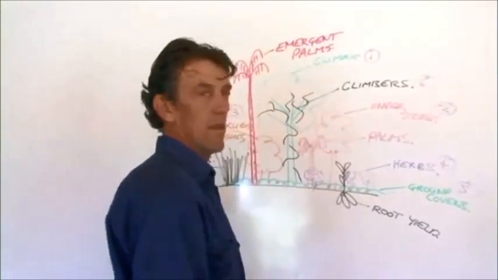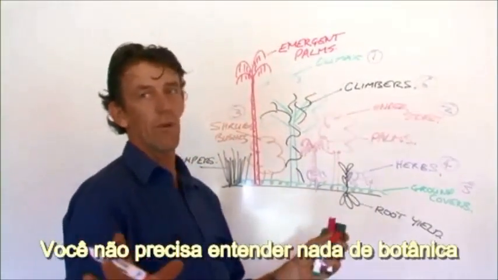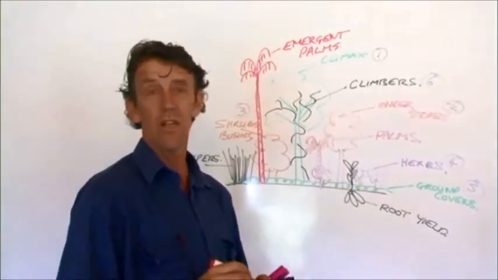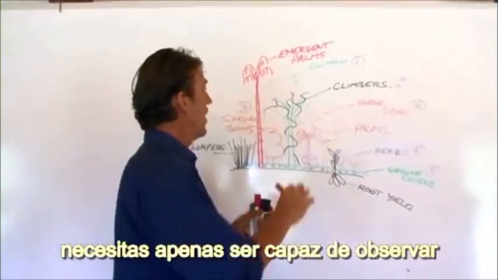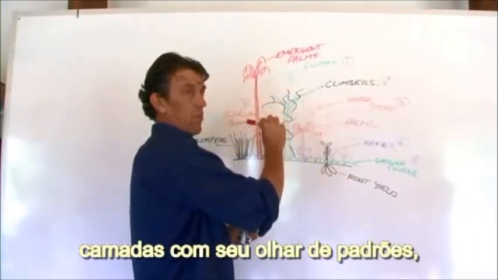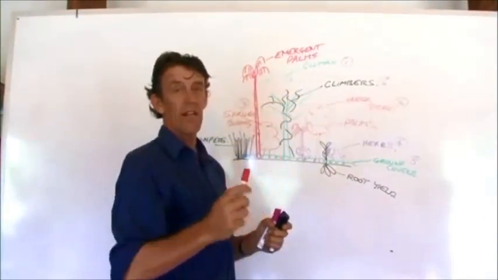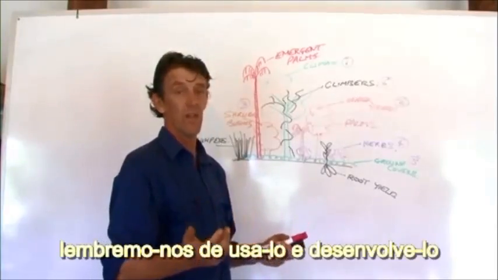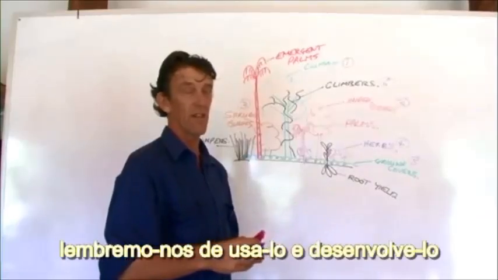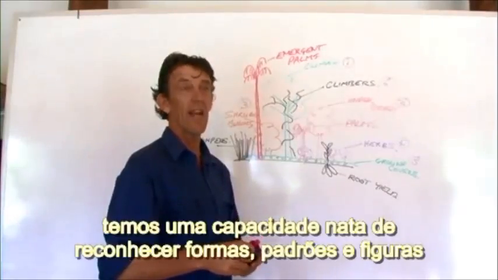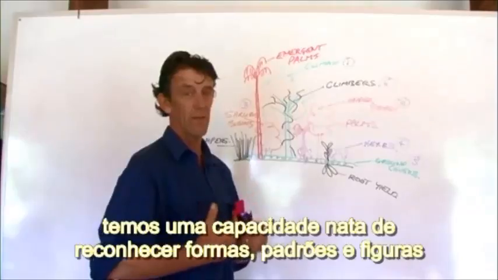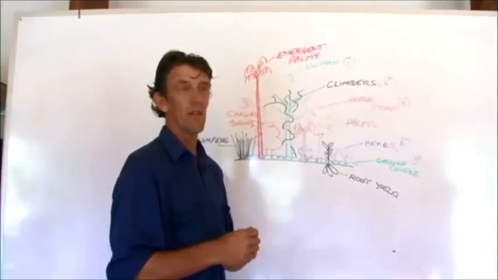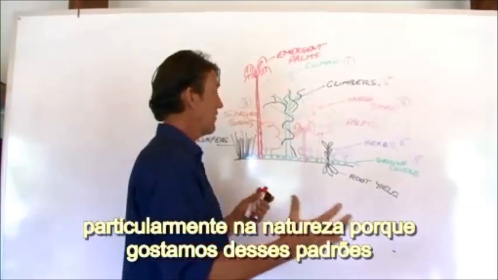palms. You don't need to know anything about botany. You don't really need to know anything about ecology. You just need to be able to observe layers with your pattern eye. And everybody has a pattern eye. You just need to be told to use it and discover it. It's an inherent function that we have to be able to recognize form and pattern and shapes, particularly in nature, because we love those patterns.